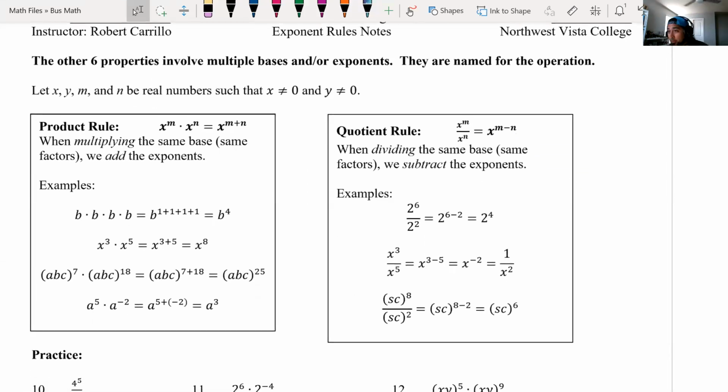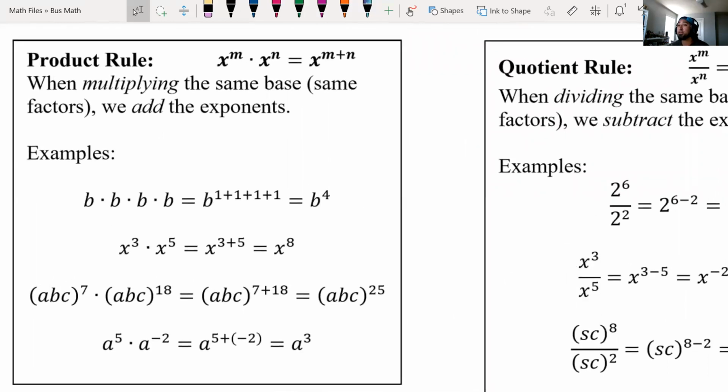More exponential properties. Okay. First up is the product rule. So this says if you have x to the m times x to the n, so if you have the same base multiplying each other, then what you're going to do is add your exponents. Same base multiplying each other, you add your exponents. So b times b times b, the power on all these b's is a 1, which means b times b times b would be b to the 1 plus 1 plus 1, which would give you b to the 3rd.